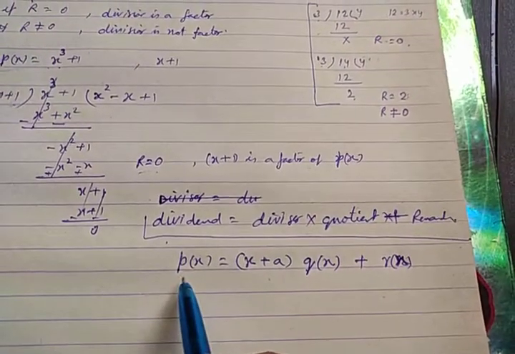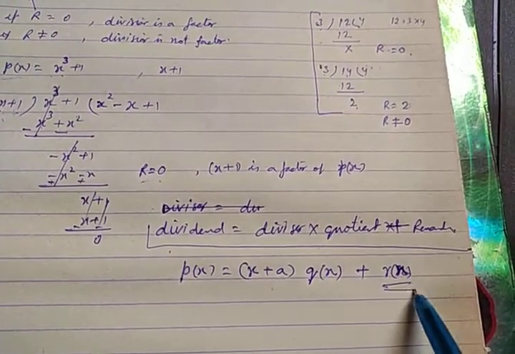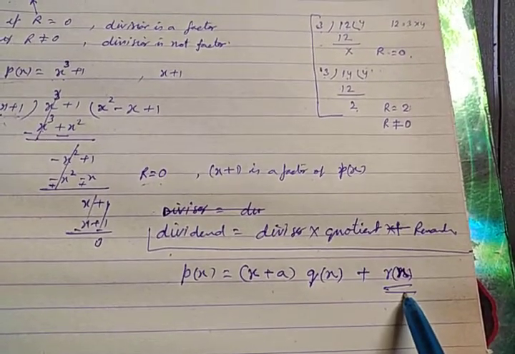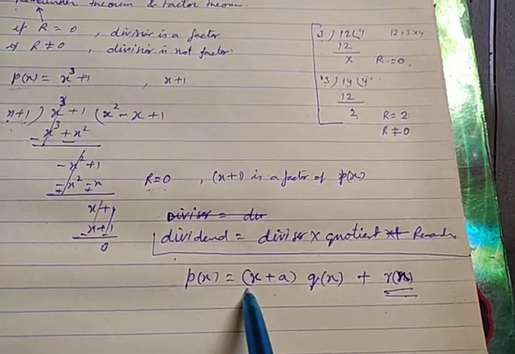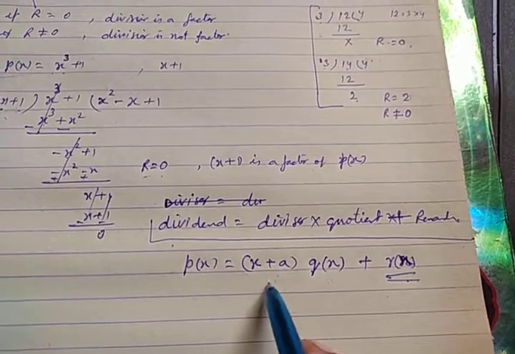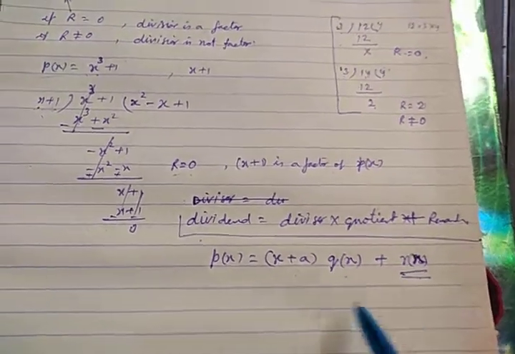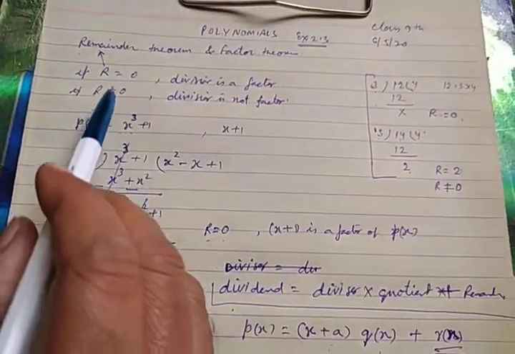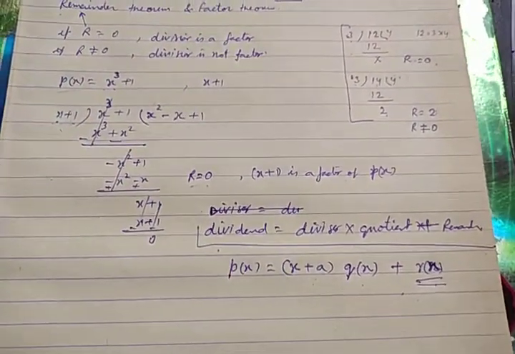If this remainder is coming 0, then you can say x plus 1 is a factor. If the remainder is not 0, you can't say it is a factor. This conclusion I have explained here. Now this is applying at this place.